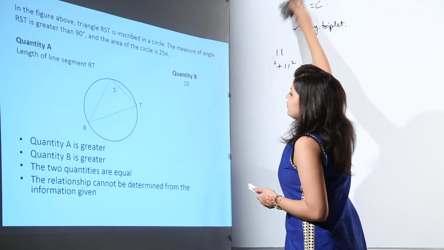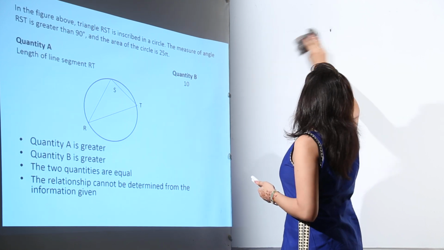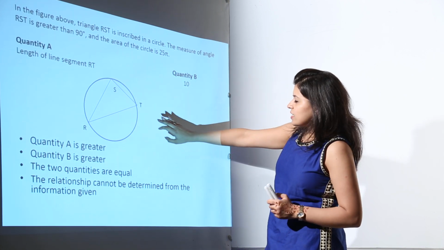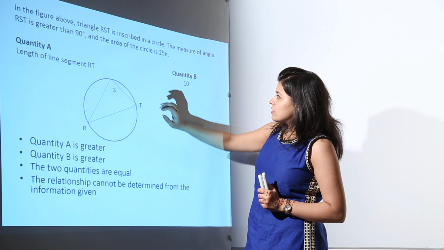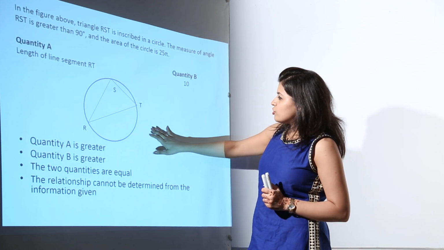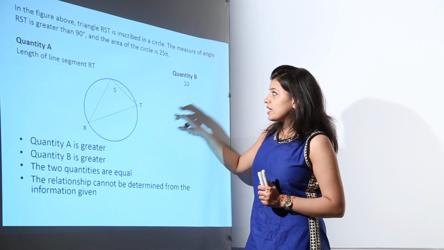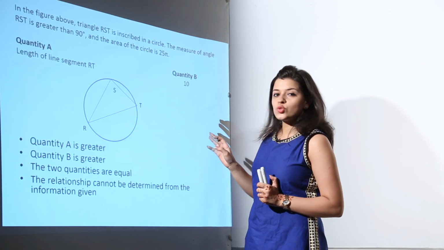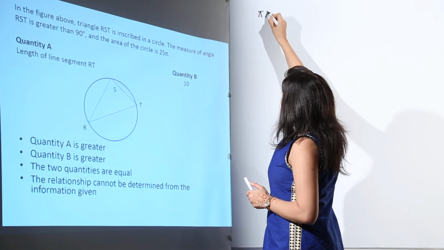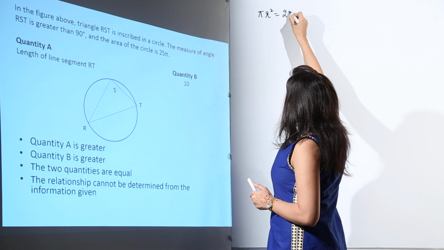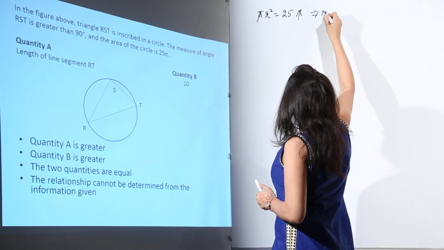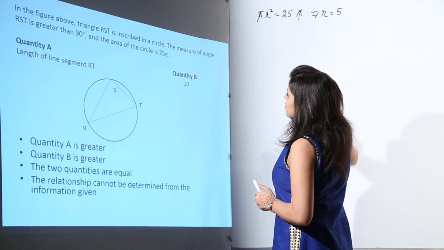In this question, we are given a figure. We have a circle in which we have another triangle. It says that in the figure, triangle RST is inscribed in a circle. The measure of the angle RST is greater than 90 and the area of the circle is 25 pi. So the area of the circle is given by pi r square, that is given in the question as 25 pi. That means r, that is the radius of the circle in this case, will be 5.